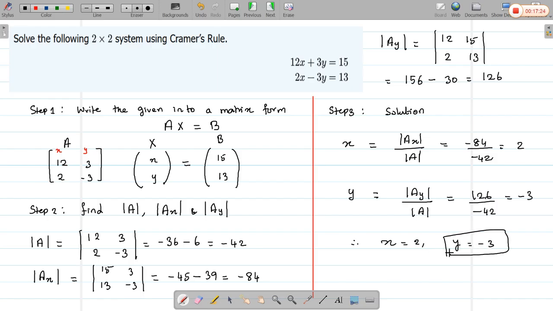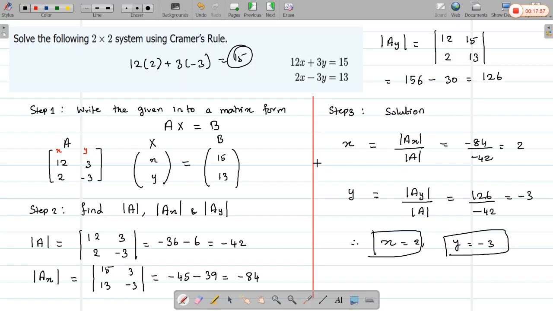If you want to make sure if your solution is right or wrong, what you will do? Substitute in the given equation. So in the place of x, I will substitute 2. In the place of y, I will substitute minus 3. So altogether, if you get 15, the right hand side, that means your solution is right. If you do not get the value 15, that means you need to check your answers. Is that clear?